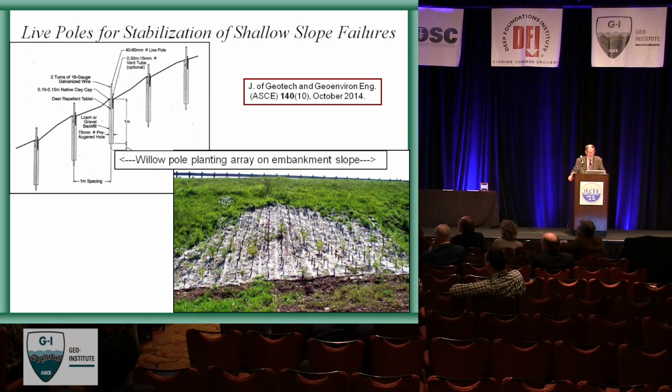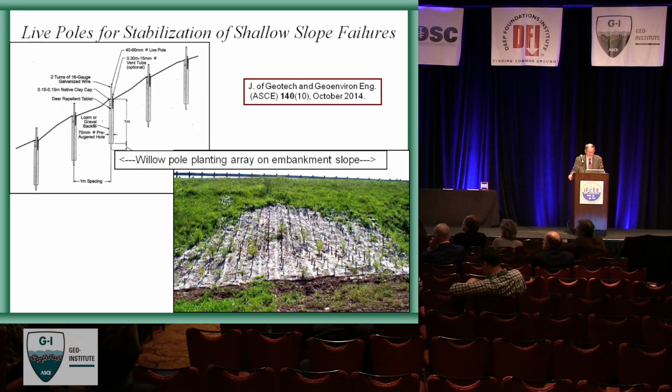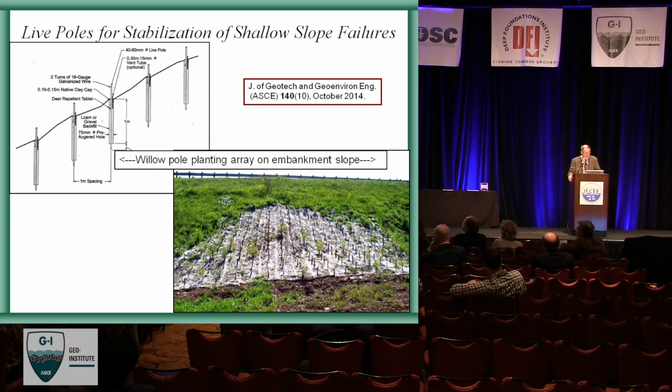The resistance of embedded willow poles to both vertical and lateral loads were measured. The measured failure loads fell within the ranges calculated from theoretical pile capacity equations. So this finding provides support for the use of this approach for estimating lateral pole resistance for stabilization purposes.